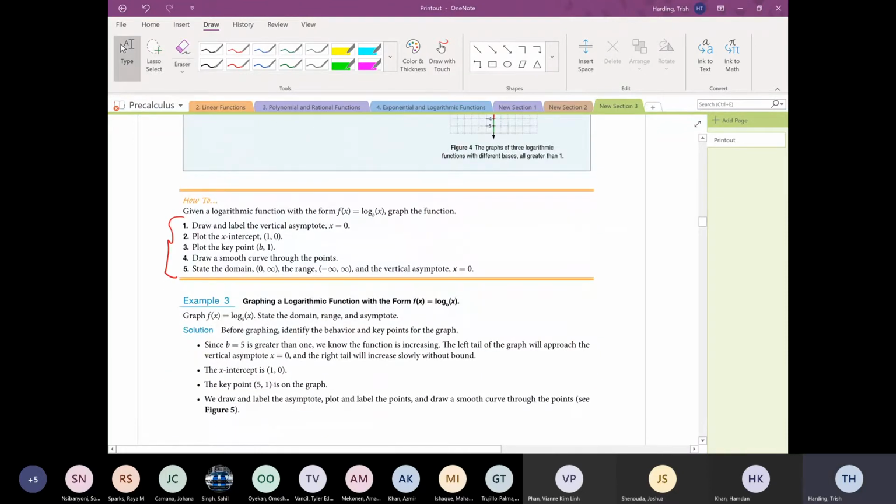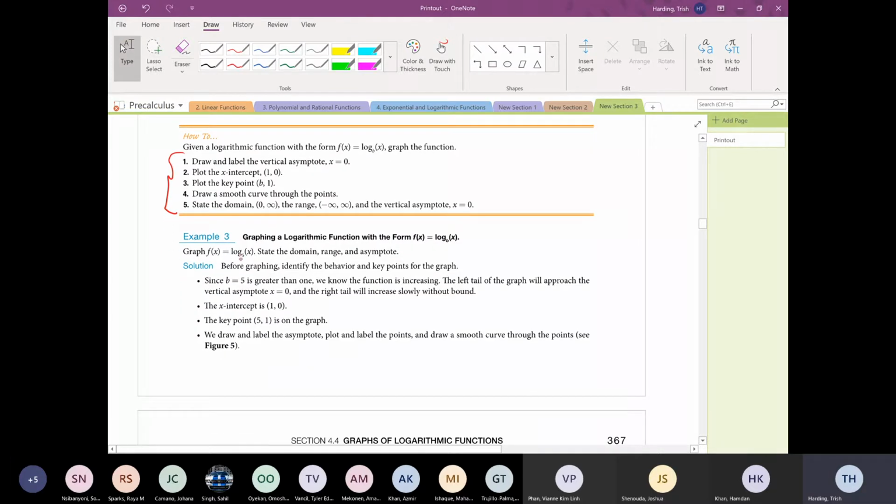So we're going to draw and label the vertical asymptote as the first thing we're going to do. Then we're going to plot the intercept (1, 0), and then the key point (b, 1). You will draw a smooth curve through those points. You will state the domain, the range, and the vertical asymptote.